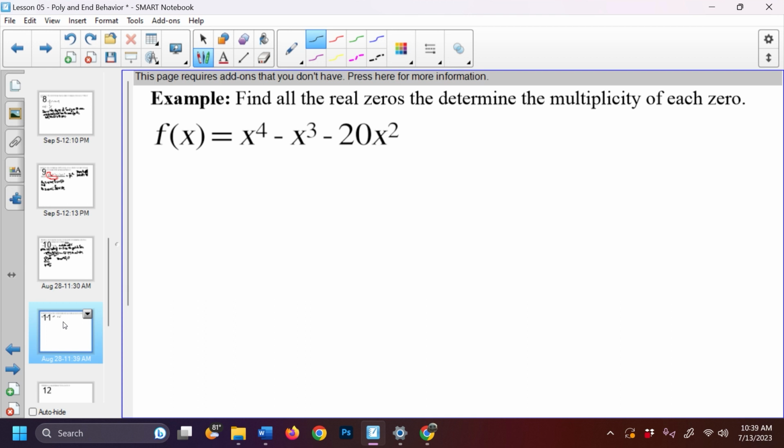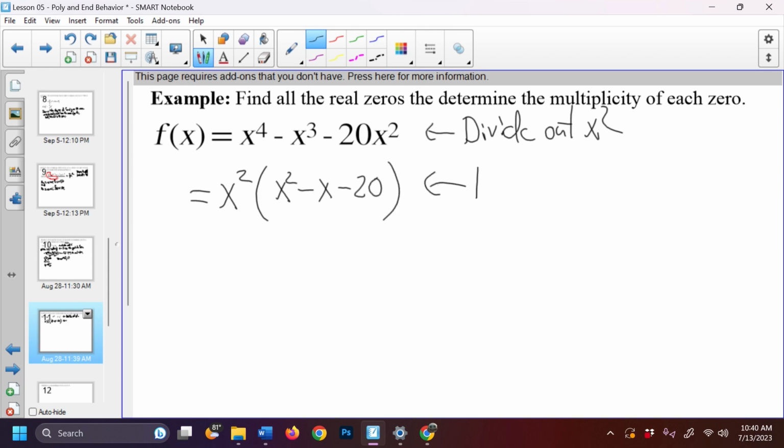All right, let's do another. It says find all of the zeros and determine the multiplicity of each zero. So again, we're going to factor. And in this case, I'm looking for the greatest common factor, and the biggest thing that I can divide out of all of these three terms is x squared. And if I divide x squared out, x to the fourth divided by x squared is x squared. x to the third divided by x squared is just x. And then 20x squared divided by x squared is just negative 20.